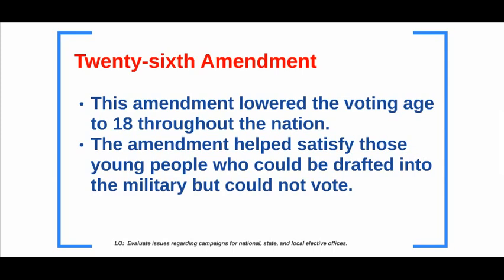The 26th Amendment. This amendment lowered the voting age to 18 throughout the nation. The amendment helped to satisfy those young people who could be drafted into the military but could not vote. This amendment was added during the midst of the Vietnam War, when many young soldiers were being drafted to go fight in the war, and yet they didn't have a vote.